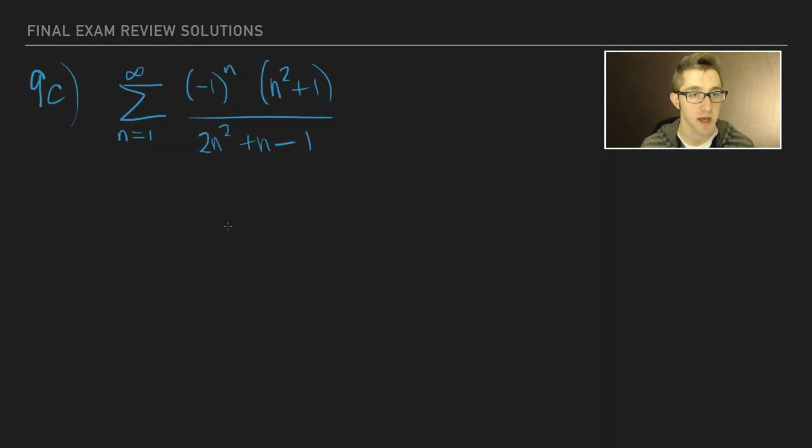For 9c, we have the sum of -1 to the n times n squared plus 1 divided by 2n squared plus n minus 1. So your intuition here might be to say, all right, I have n squared on top with this -1 to the n, and then roughly n squared on the bottom. The smaller terms don't really make a difference. And so this will behave like -1 to the n times n squared divided by 2n squared, which is the same as -1 to the n over 2.